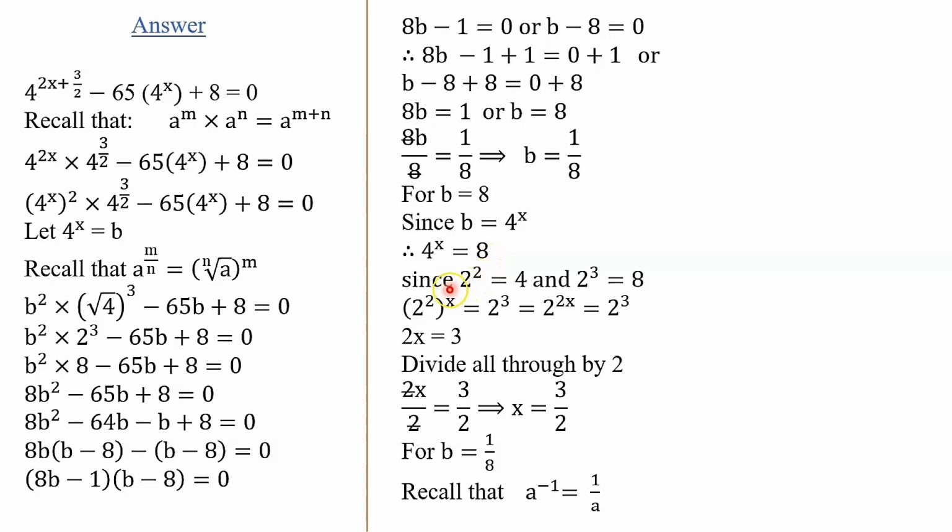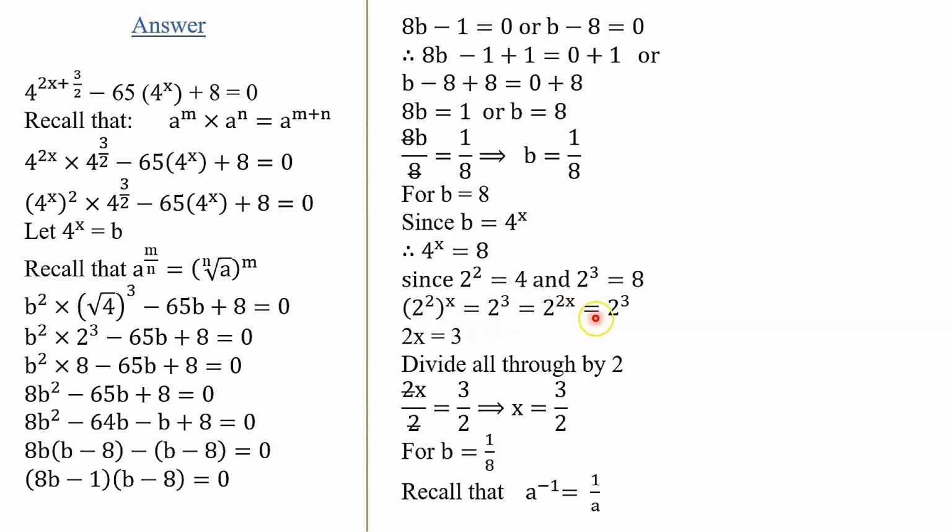The bases are the same, so we are allowed to cancel them out. When you cancel them out, you are left with the powers, which is 2x is equal to 3. Divide all through by 2. Divide all through by 2 to find the value of what? x. So 2x divided by 2 is equal to 3 all over 2. Therefore, x is equal to 3 all over 2.